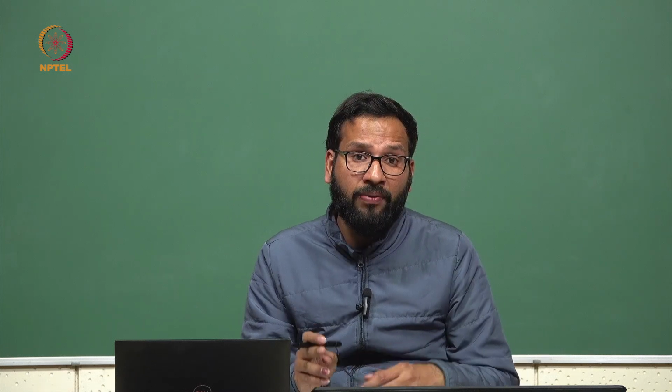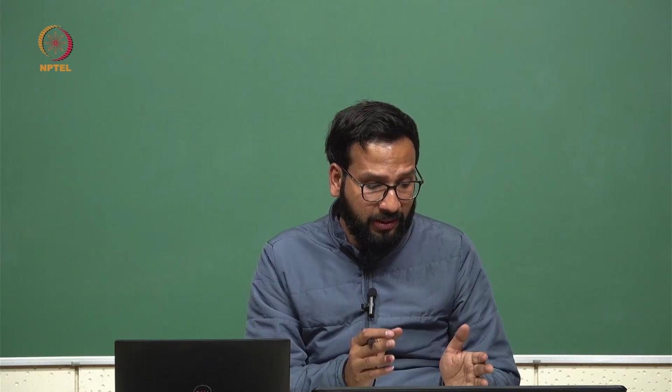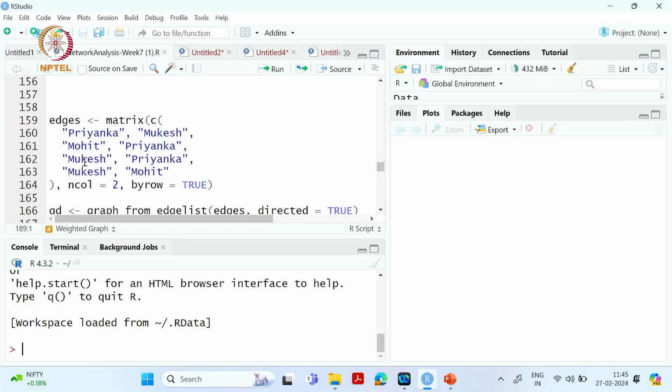Okay. So when we will be analyzing a huge data, so it will be quite difficult for us to do the analysis through manual way. So we have to use some software. So in R we can do easily. So we'll see how we can easily calculate this page rank of these graph. Okay. So this is our graph. So what I am saying is that, so these are the edges. So there is a edge between Priyanka and Mukesh, then Mohit and Priyanka, then Mukesh and Priyanka, and then Mukesh and Mohit. Okay. So I am considering this as a edges.